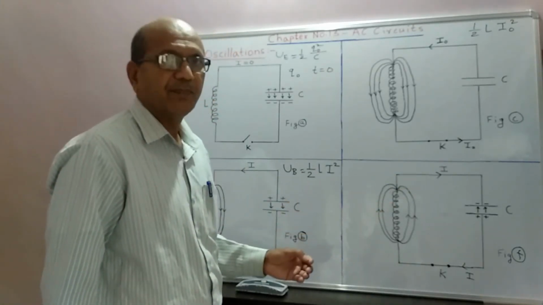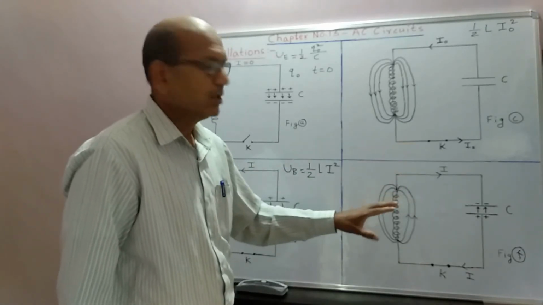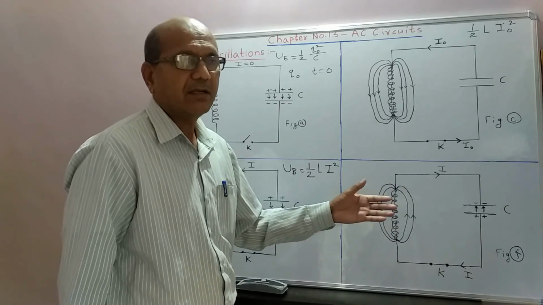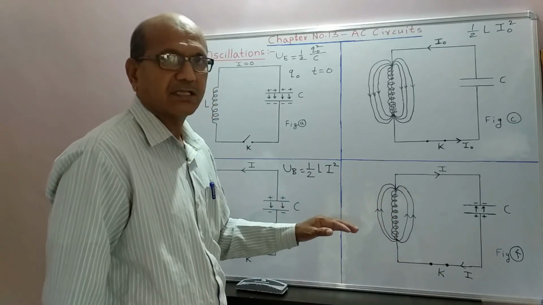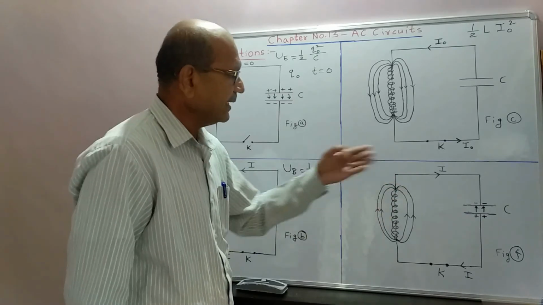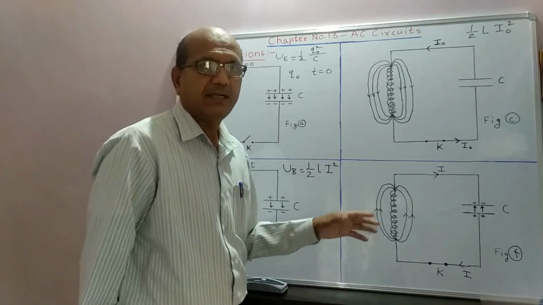Reason number 2: even if the resistances were zero, the total energy of the system would not remain constant. This is because part of the energy of the circuit is radiated away in the form of electromagnetic waves.